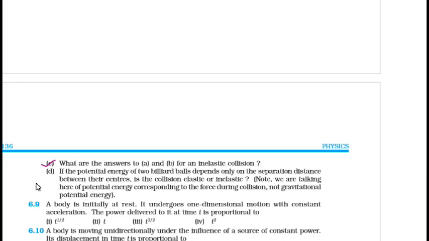Question number D. If the potential energy of two billiard balls depends only on the separation distance between their centers, is the collision elastic or inelastic? Note, we are talking here of potential energy corresponding to the force during collision, not gravitational potential energy. So let us see the solution.